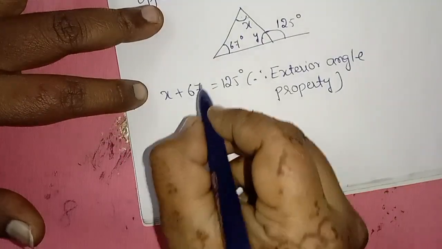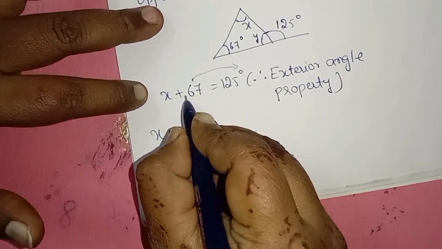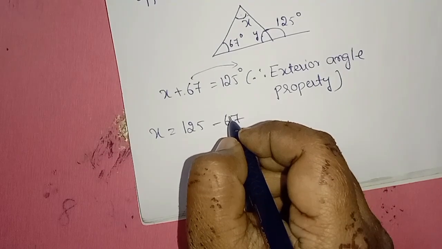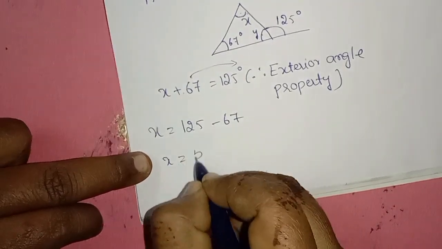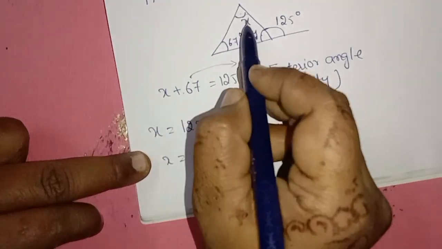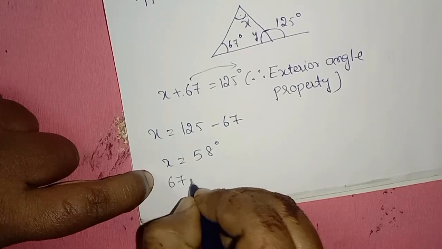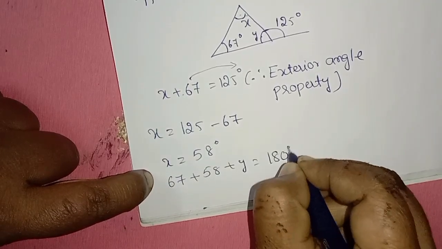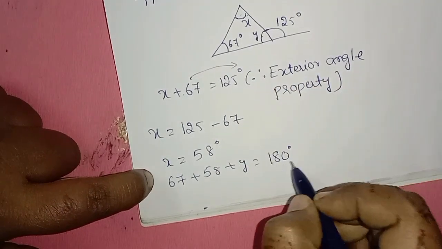Clear? So transpose 67 to that side. Plus 67 becomes minus: 125 minus 67. So x will be 58 degrees. Now I got 58. After getting two angles, we can find the third one easily. 67 plus 58 plus y equals 180 degrees. Whenever you add the three angles of a triangle, it should equal 180 only.